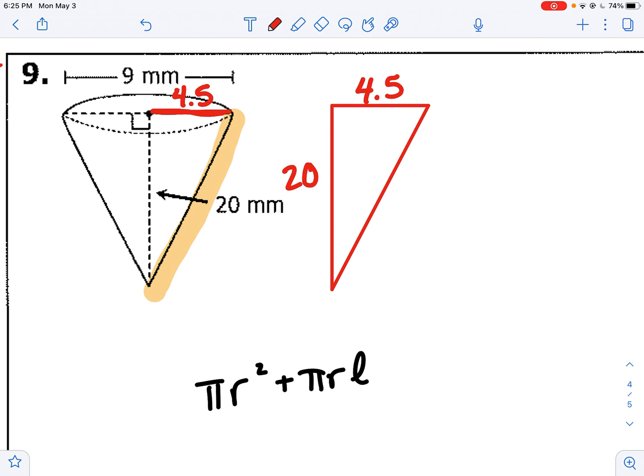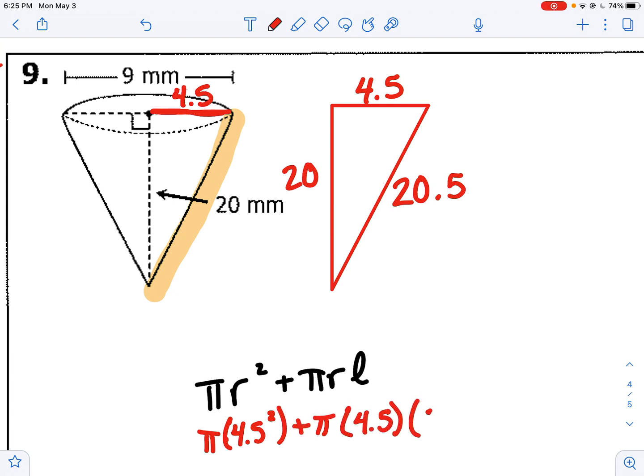So 400 plus 20.25, and then you can square root that, and this would be 20.5. So it would be pi times 4.5 squared plus pi times your radius times your lateral height, or your slant height.